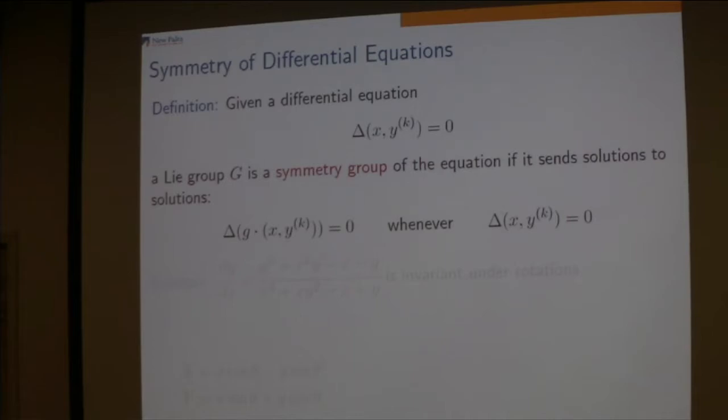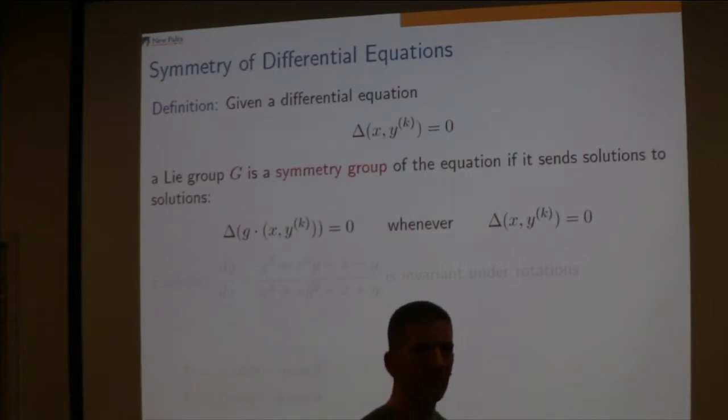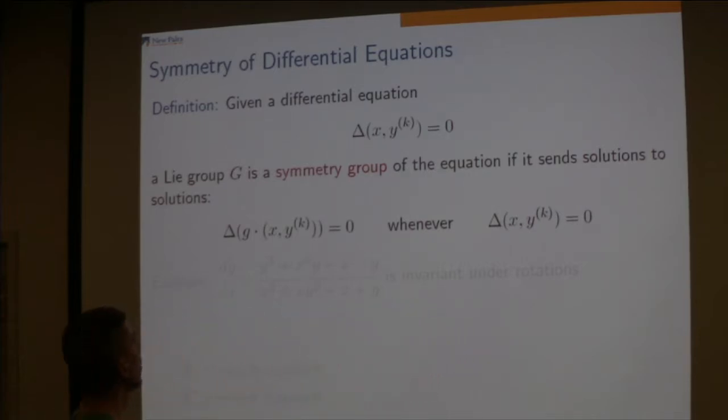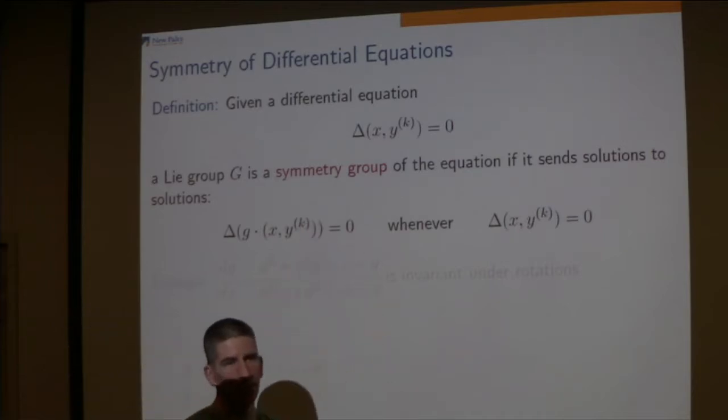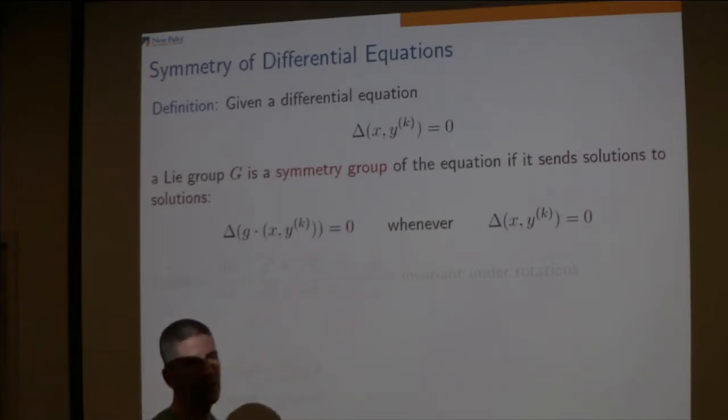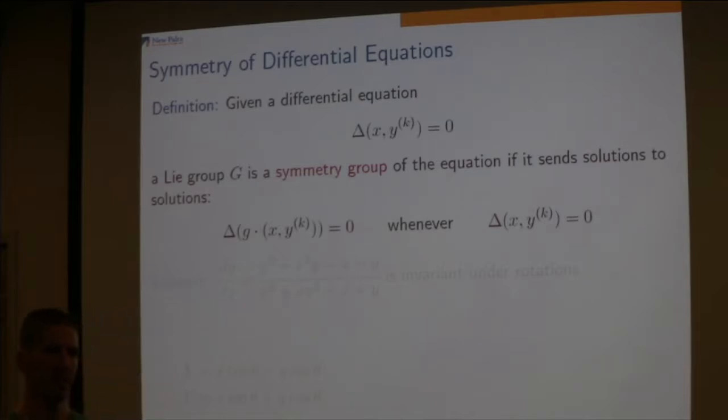Another way of thinking about it is that if you take your group and act on the equation, the result will be the equation itself. You don't see the equation change under a group of transformations. That's a symmetry group. And K is the order? Yes, K here is the order of the differential equation. Thank you. If you have any questions, please ask. Here y superscript k denotes y, its first derivative, the second derivative, up to order k. It collects all the derivatives together.